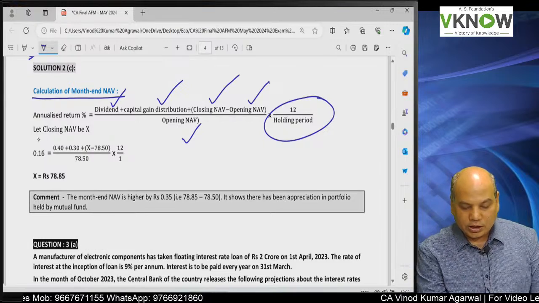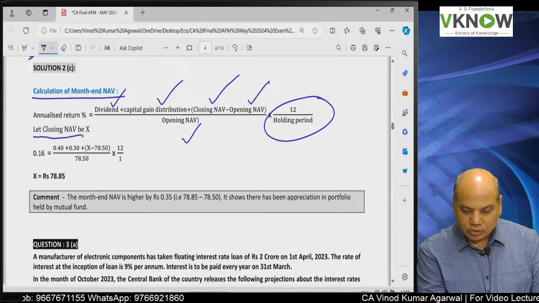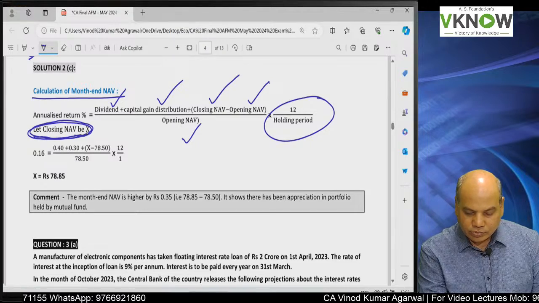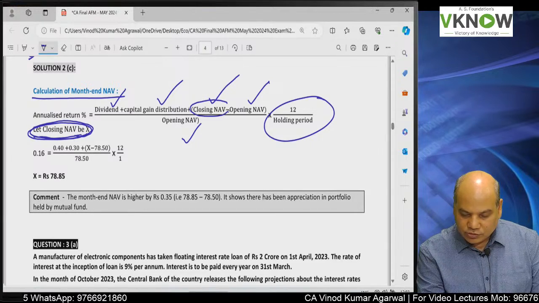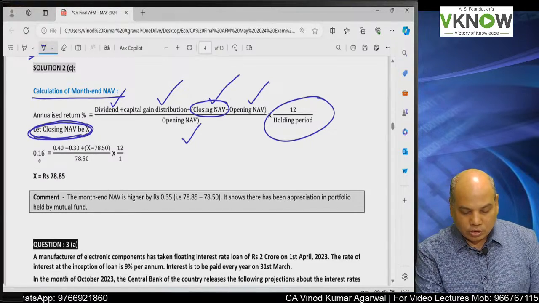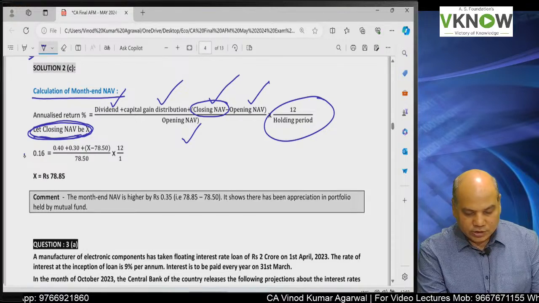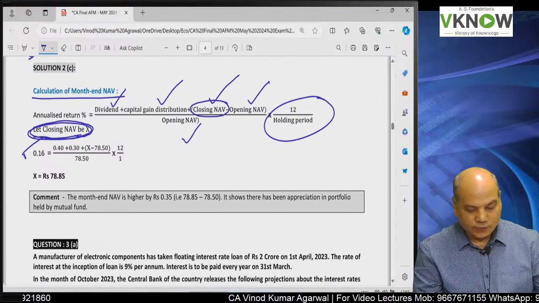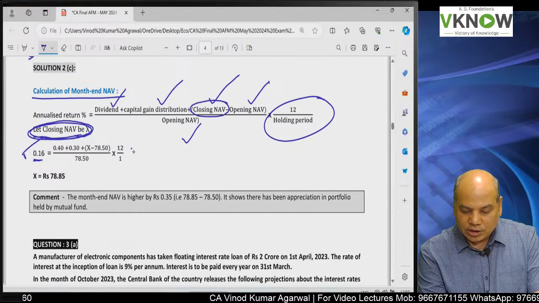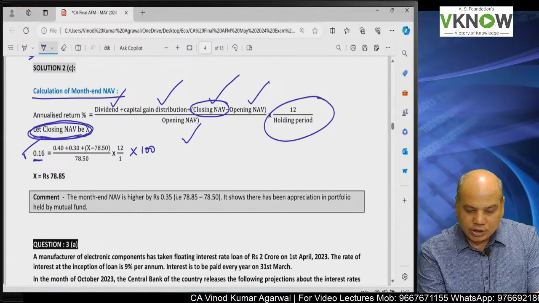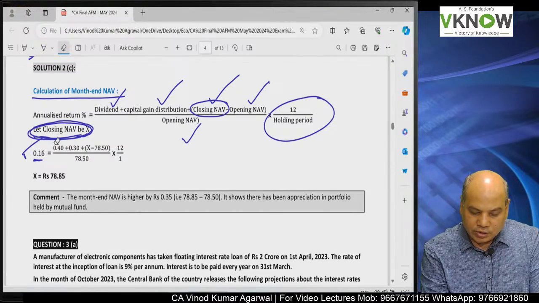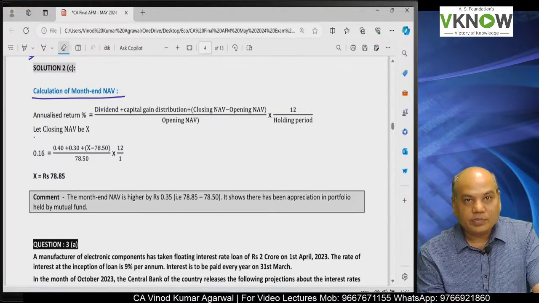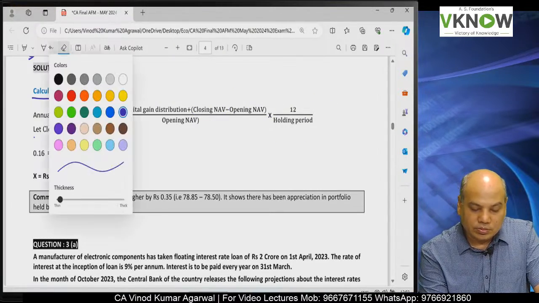So don't worry, let the closing NAV be X. This is your missing figure. Closing NAV is what they want. Your annualized return is given 16%. So take 0.16. If you want to take 16 here, then multiply by 100 here. Then it will be okay. Is it right? Your left hand side of the equation and right hand side should match.